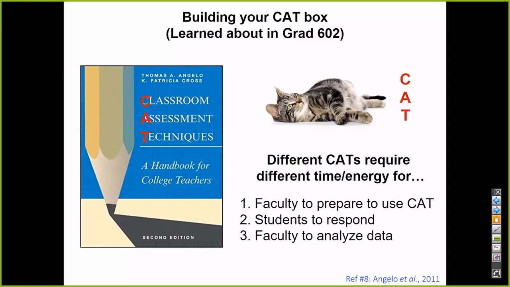So this is a classroom assessment technique. There's a book that's full of these. And it's really nice because it breaks it down by the amount of time and energy that they estimate it takes for you to do things like prepare it, to get the responses and then to analyze the data.